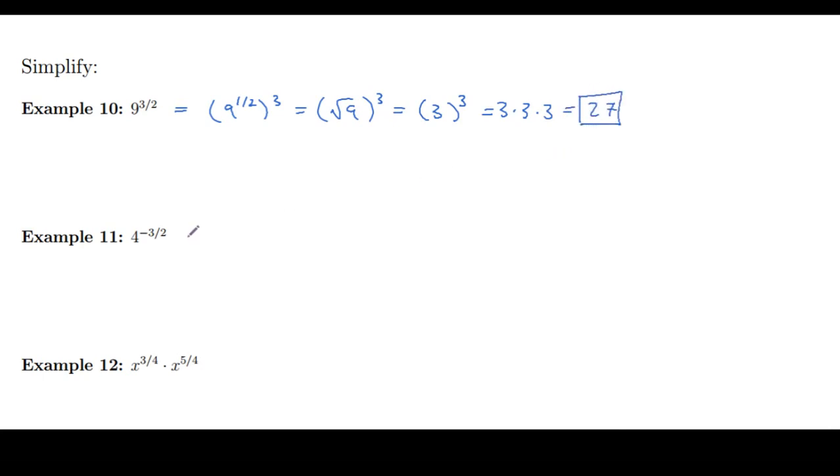Okay? What about this one here? If you have a negative power, then we know that that's 1 over the same thing, but with a positive power. And what do we know about 4? Well, we know how to take the square root of that, so it seems like a good strategy to write this as 4 to the 1/2 cubed. And that's 1 over the square root of 4 cubed. And that's 1 over 2 cubed. And that's 1 over 2 times 2 times 2, which is 8. So 1 over 8.